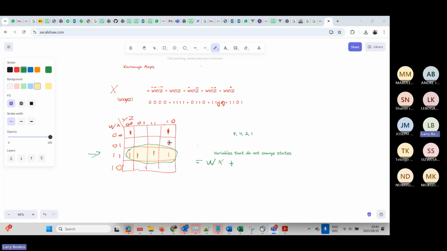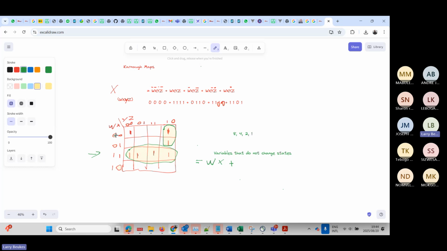Then now let's go to the second largest group. The second largest group is these ones that are next to each other. Right? So what do we have? We have the value of W. In this group, we have the value of W being 0, 0, right?